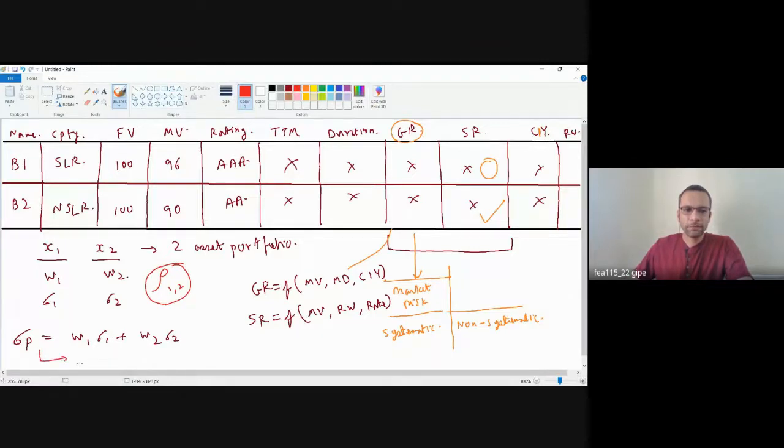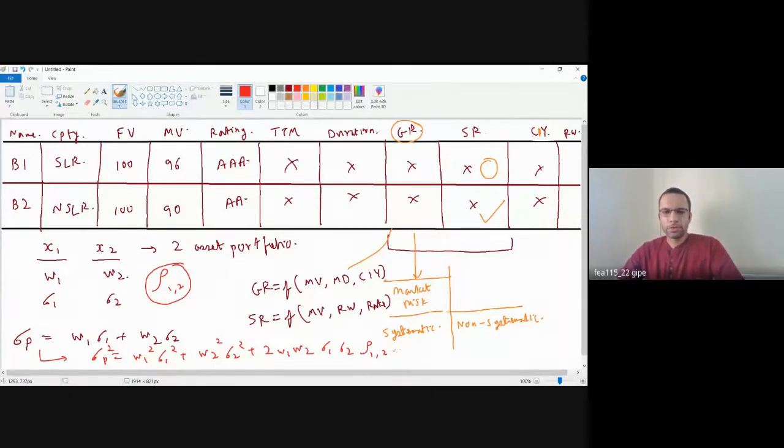So if you recollect, for your sigma p you might have studied something like this. Sigma p square. So this is how we calculate the overall portfolio risk, and this is how we try and combine the impact of systematic and unsystematic risk on a portfolio-wide level. So again, something specific to portfolio management.